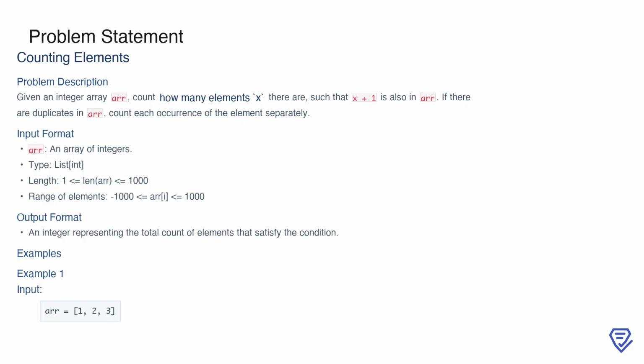The input will always be a list of integers, with its length ranging from 1 to 1000 and each element between -1000 and 1000. The output is a single integer representing the total count of elements that meet this condition.